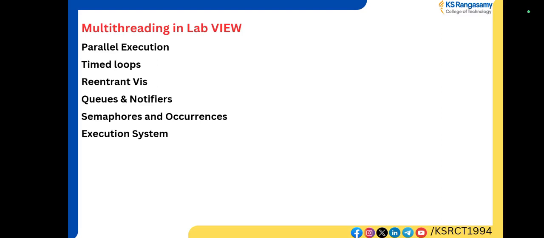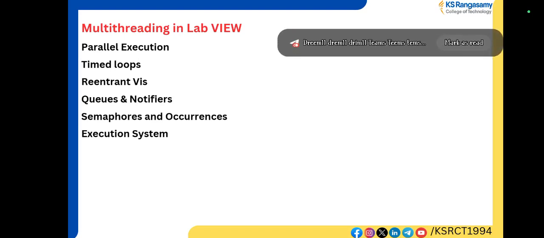In parallel execution, LabVIEW automatically runs independent code segments in parallel if there are no data dependencies between them. So we can easily implement parallel execution. We can use timed loops to create tasks that need to execute at precise time intervals. It gives control over execution, timing, and prioritization. Then reentrant VIs: reentrancy allows multiple instances of the same VI to run in parallel, each with its own memory space.